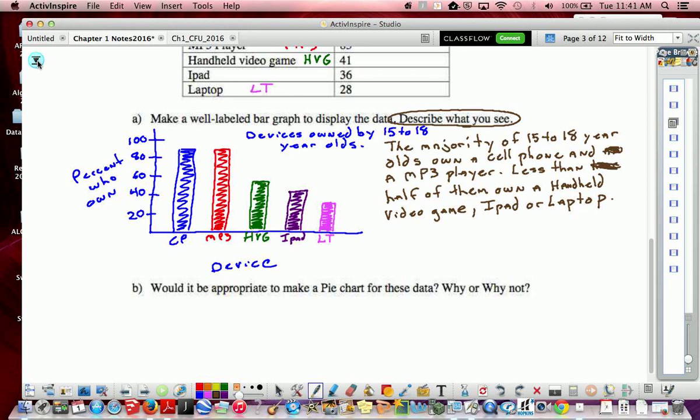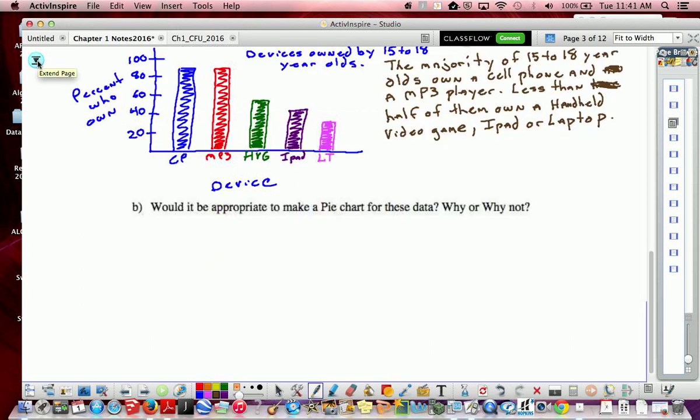This last question is very important because you might be saying, well, can I use a pie graph anytime? Can I use a bar graph anytime? What are the advantages or disadvantages between them? Bar graphs, in essence, can basically be used almost any time dealing with categorical data. But pie charts, not necessarily. And this is why this question's being asked. Would it be appropriate to make a pie chart for these data?